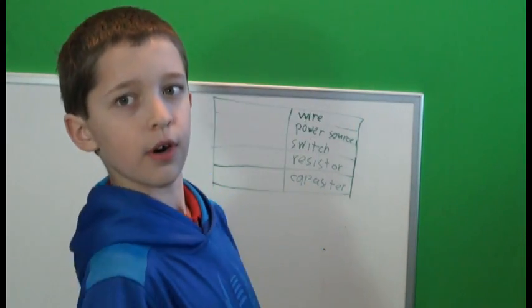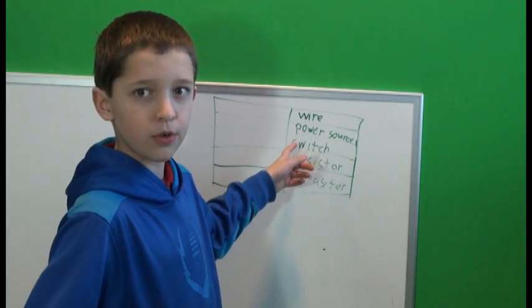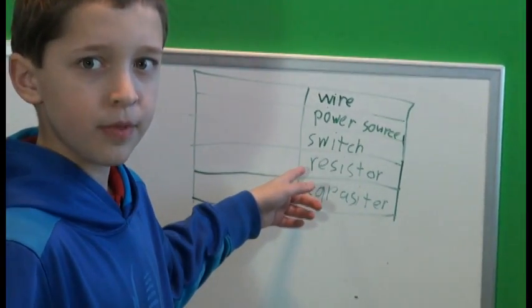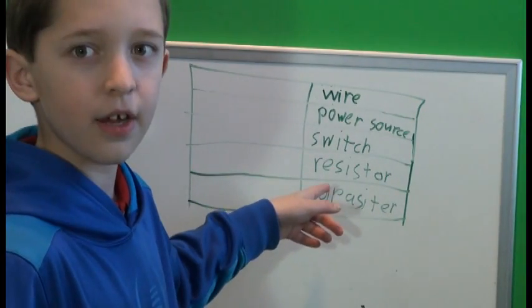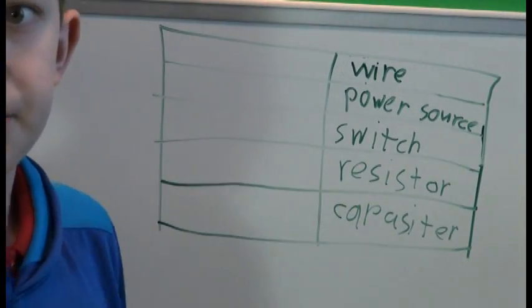Okay, so here we have the schematic symbols for a wire, a power source, a switch, a resistor, and a capacitor. I almost said it wrong.